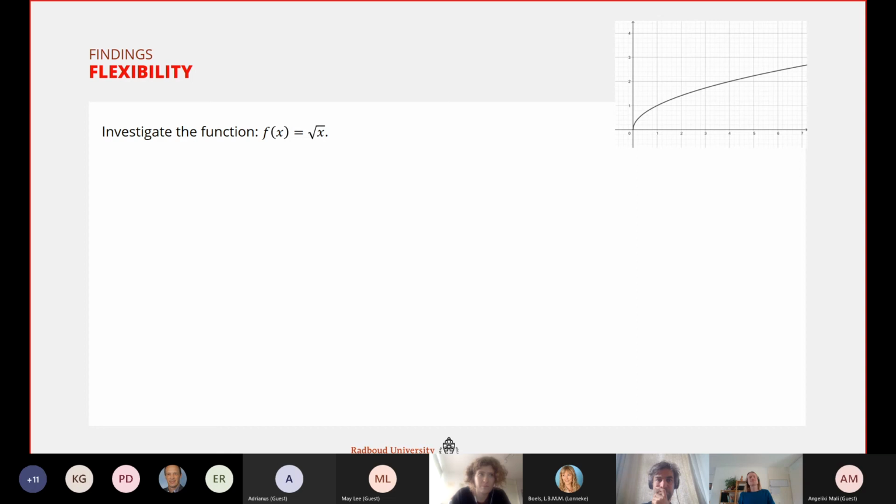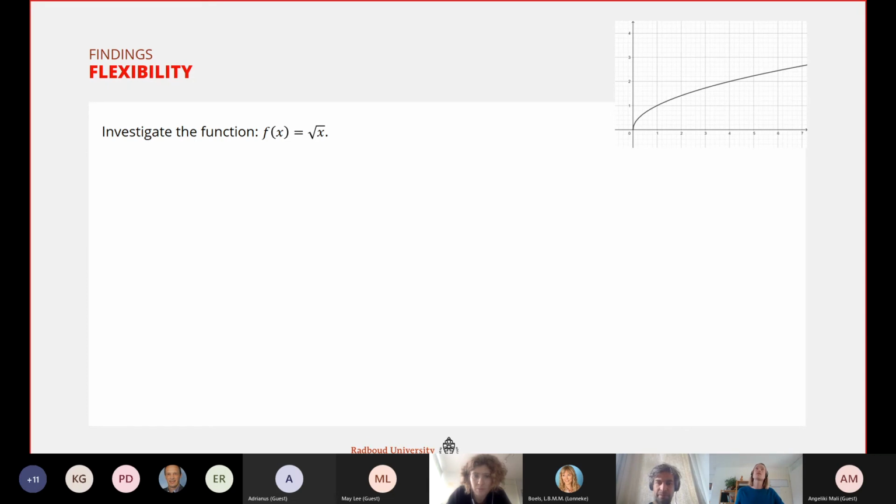Okay, first example. This is from a different lesson by a teacher named Sigrid. She wanted the students to explore the function square root of x. She asked them to just investigate this, look for characteristics or properties.